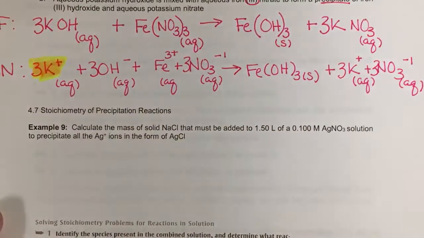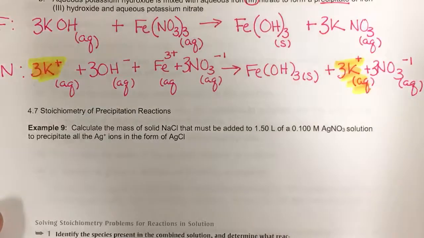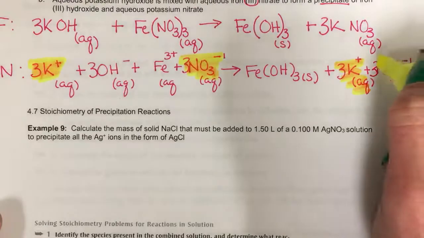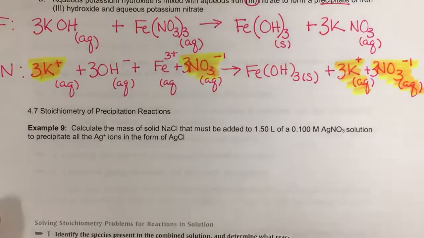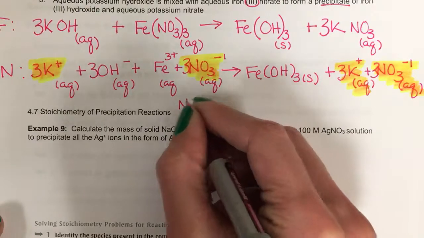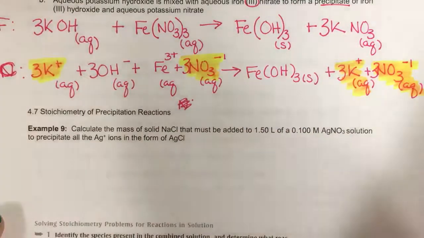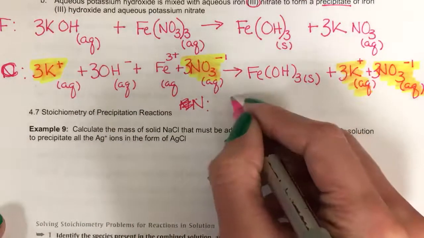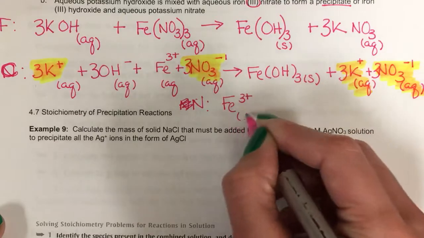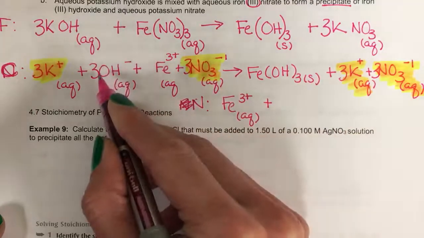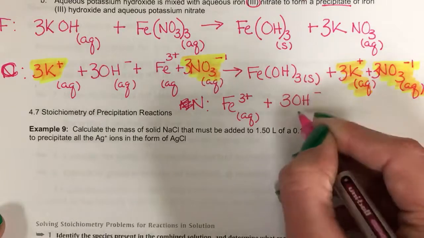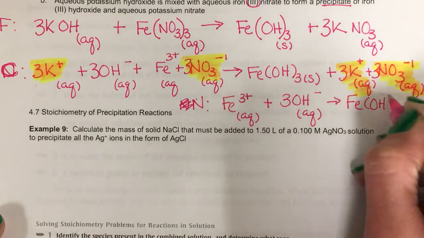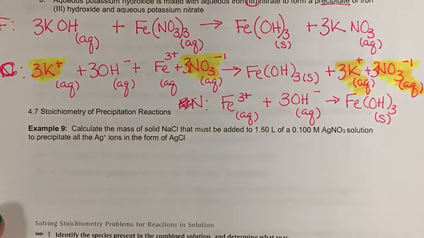K is a +1 here, aqueous. K is a +1 here, aqueous. NO3 is a -1 here, aqueous. It's a -1 here, aqueous. So for my net ionic, oops, sorry, the previous one should have been the complete. This is my net. Starting with my positive, Fe3 plus aqueous plus 3 OH minus aqueous, forming FeOH3 solid. Okay?